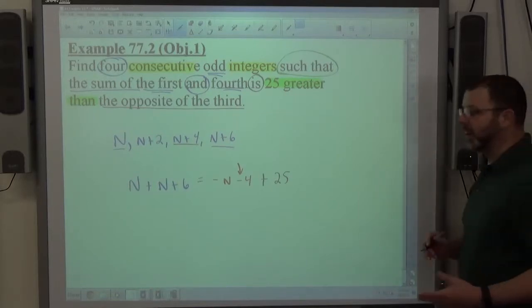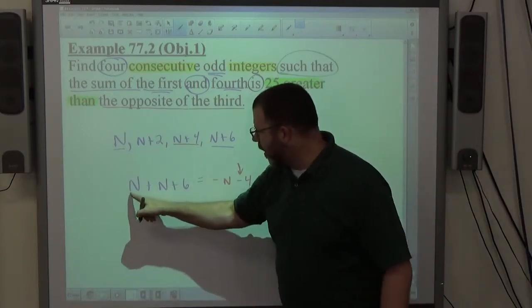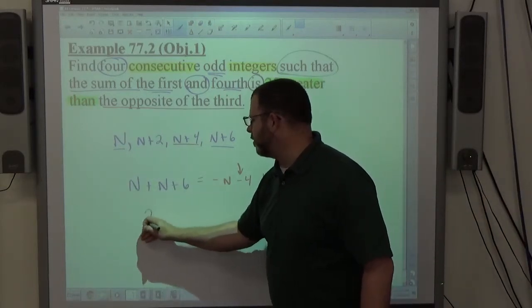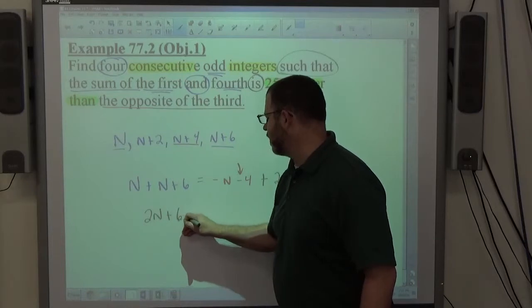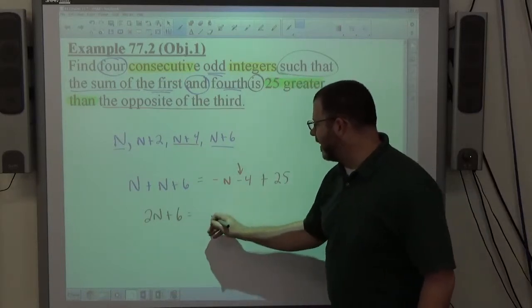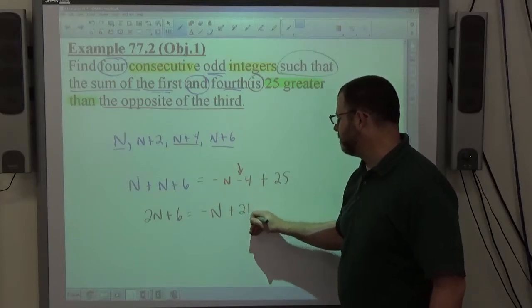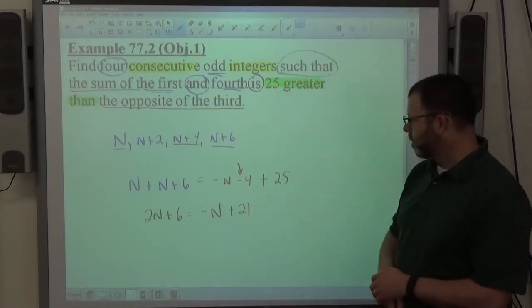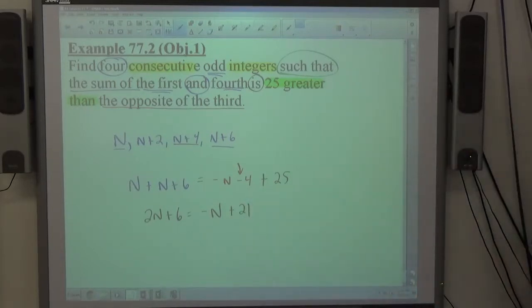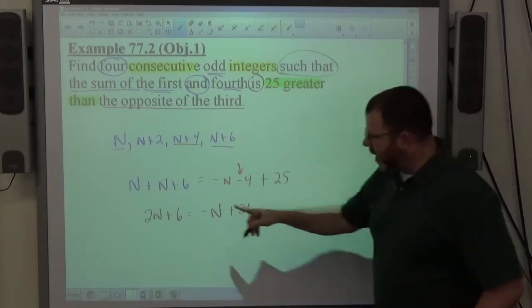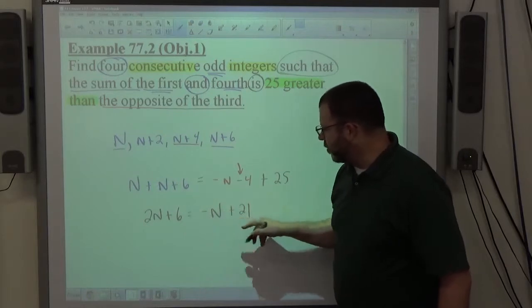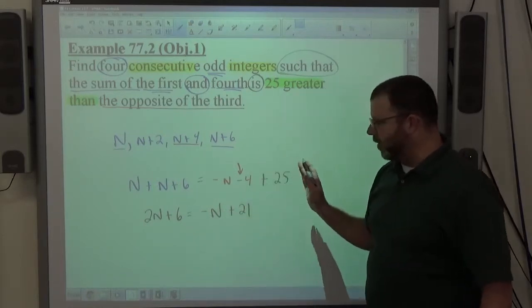Once again, looking at like terms on both sides. On the left-hand side, 1n plus 1n makes 2n plus the 6 that's there. The right-hand side, I got a negative n, and then minus 4 plus 25 makes plus 21. Subtracting those because the signs are different, positive because 25 is bigger. I've got letters on both sides and numbers on both sides. Be cautious when you are solving that you do things properly.